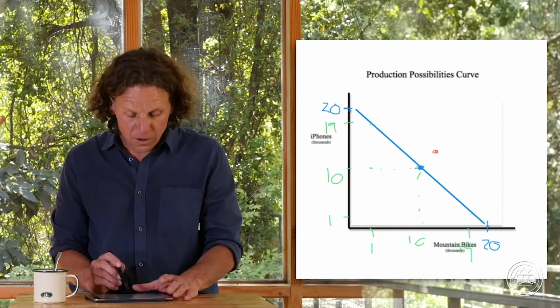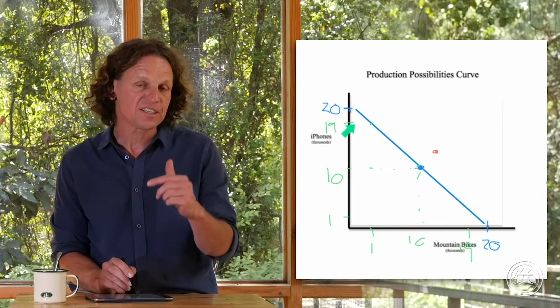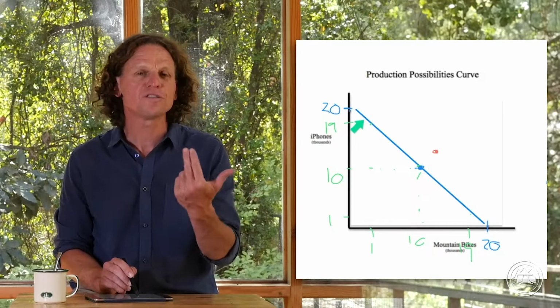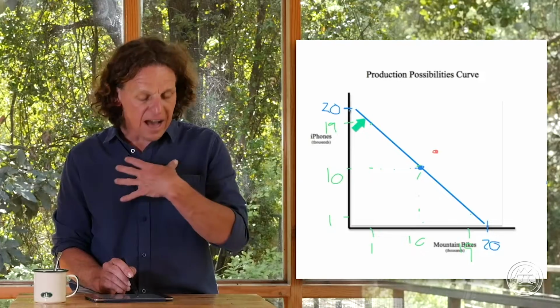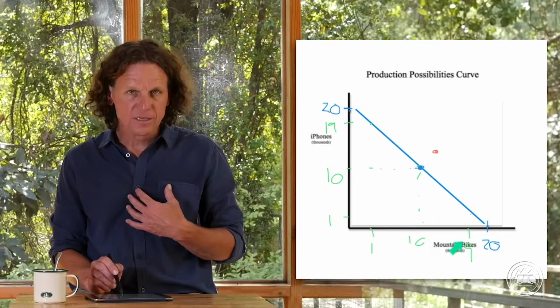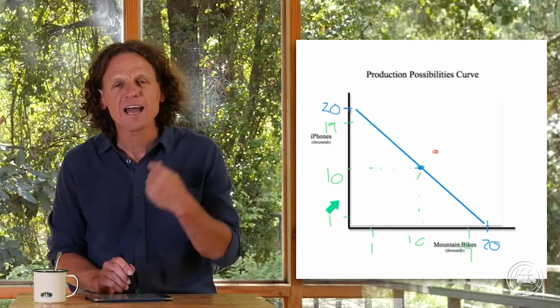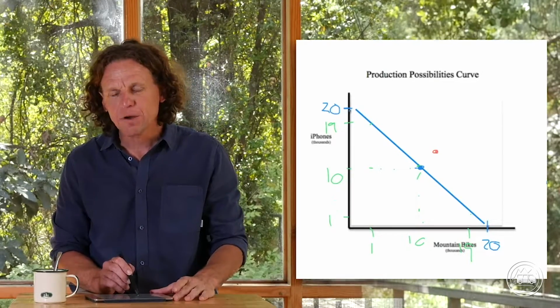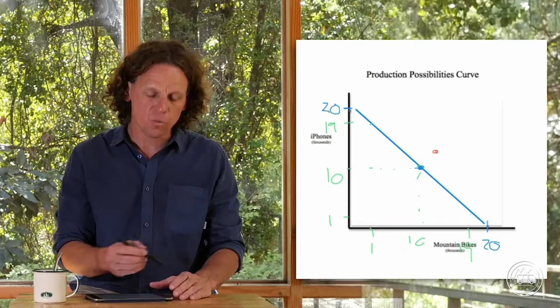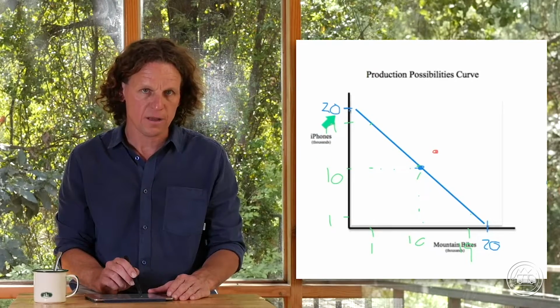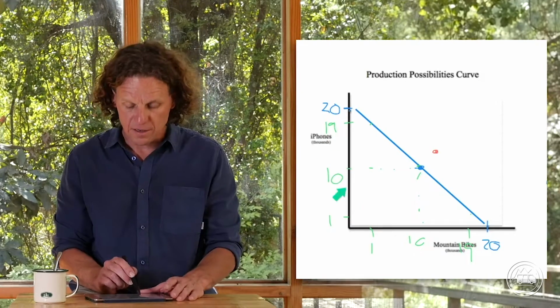And therefore, what we see is as things get scarce, we also see this notion of specialization. I am an expert in iPhones, so you want me making an iPhone, and I want you making the mountain bike. But if we force everybody to make one, we would not end up with 20 of one or 20 of the other.